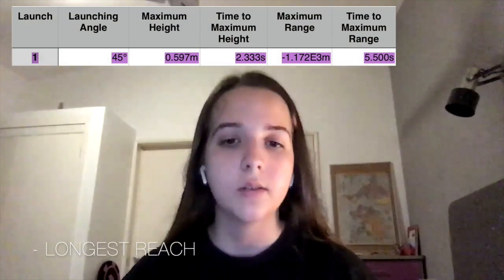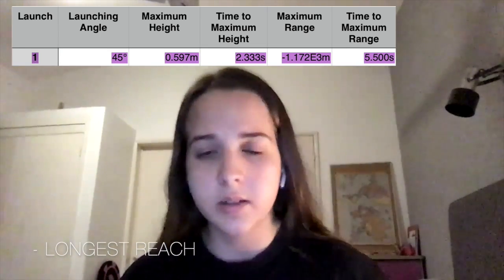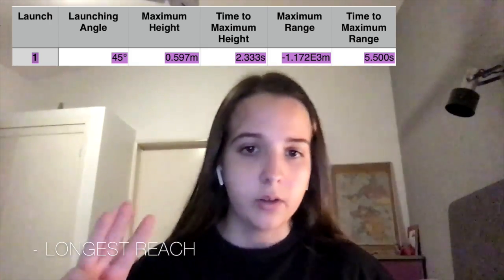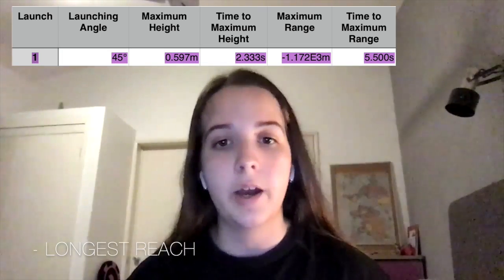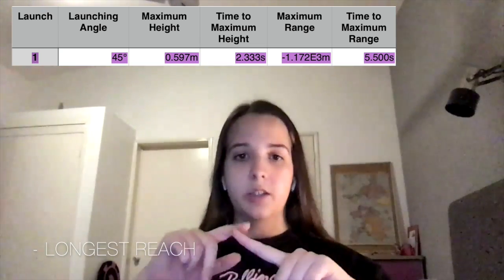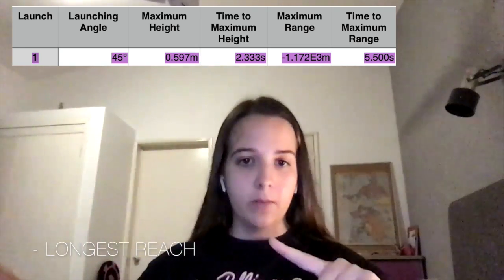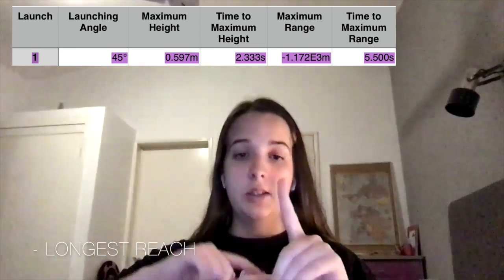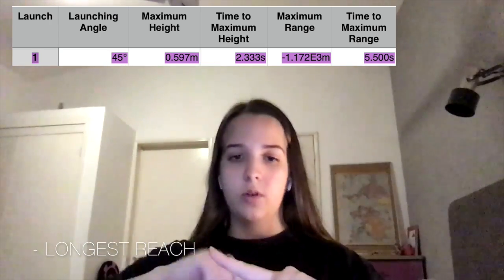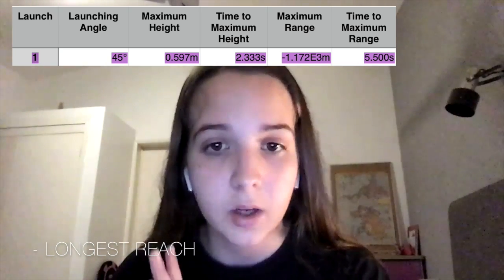Out of these 2 launches, the one that had the longest reach was launch number 1. This has to do with the explanation I just gave. It traveled further than the third launch because of its angle. This launch had a launching angle of 45 degrees. This let the projectile have more time to impulse and travel further away. As for the third one, it didn't have as much space as the first one because it just traveled like this, and this one traveled like this. That's why the first one had the longest reach.